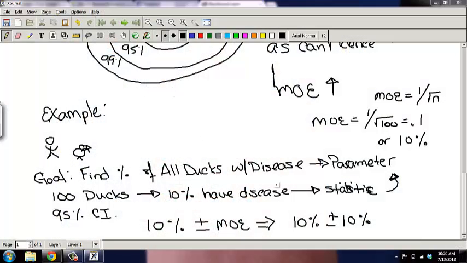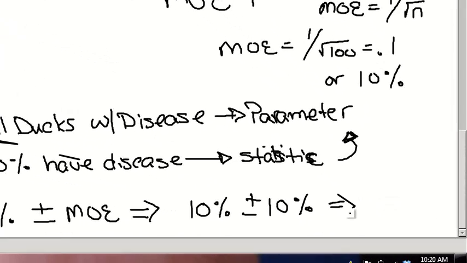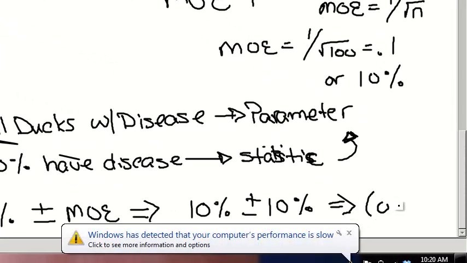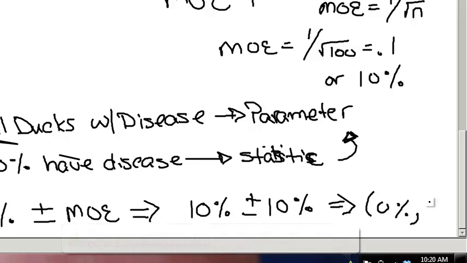So what we have here now is a confidence statement, or if I wanted to write this as an interval, I could alternatively write this as 0%, that would be the 10% minus 10%, comma, and then 10% plus 10% is 20%. So this would be his 95% confidence interval as far as how many of the ducks have the disease. And there's a couple things to notice here. Notice one thing, we only get an interval out of this method. We don't get an exact number for the parameter, and we never will. We only get an idea of where the parameter may be.